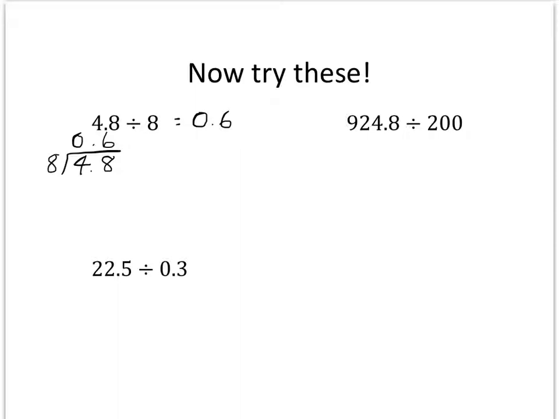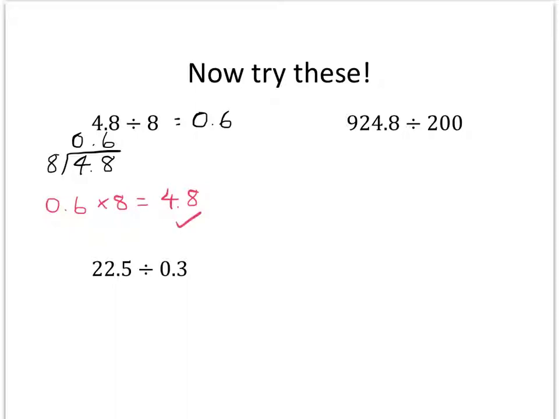And you can obviously check also by going backwards, by doing your multiplication. So we can check by saying, what is 0.6 times 8? And we know from doing multiplication with decimals that I would just think of that as 6 times 8, which is 48. And I need 1 decimal place in my answer. So that looks like I've done the right thing there.